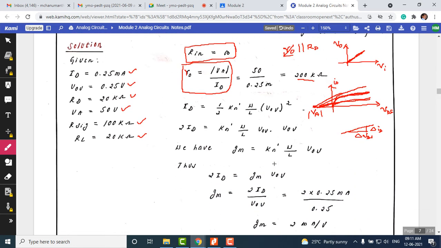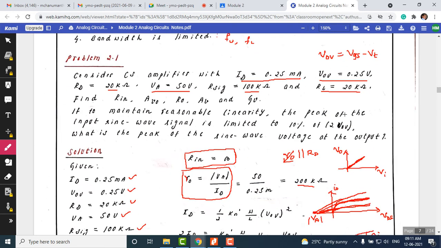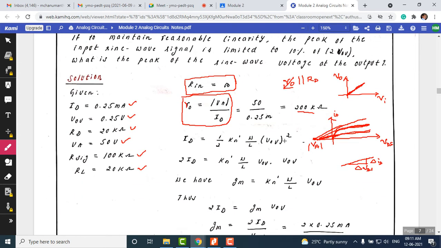Next, let us find out the drain current. Use the drain current equation in saturation. We know that when a MOSFET is operated in the saturation region, this is the drain current equation: ID is equal to half of Kn dash into W by L into the overdrive voltage VOV square. This VOV is nothing but, as I already told you, VGS minus VT. So this is the drain current equation in saturation. Let me remove this and write the drain current equation in saturation.